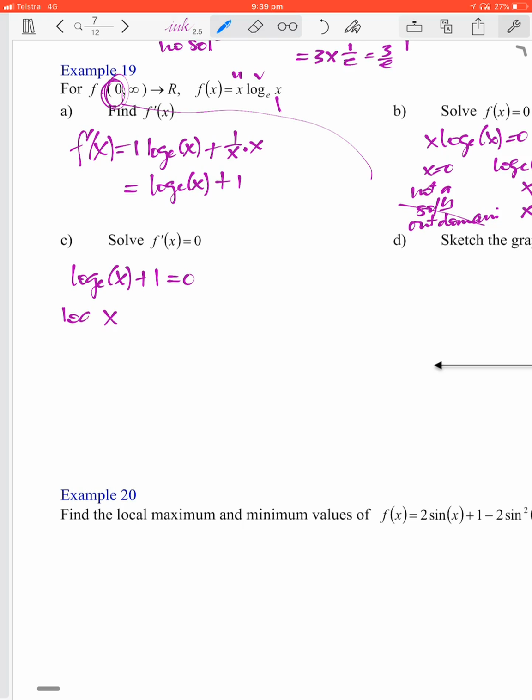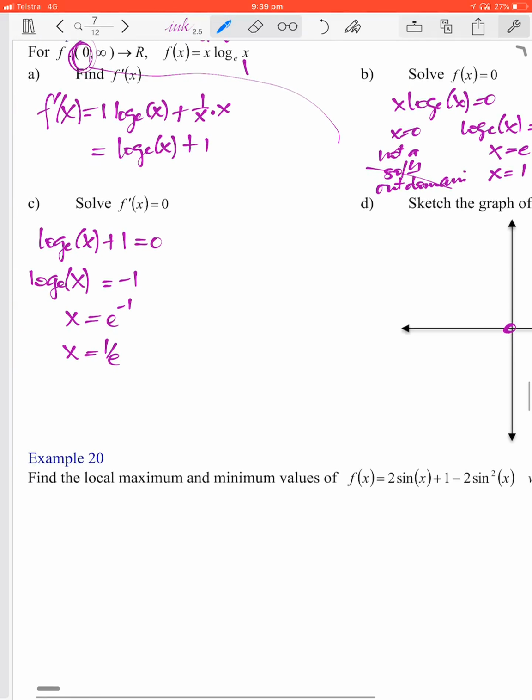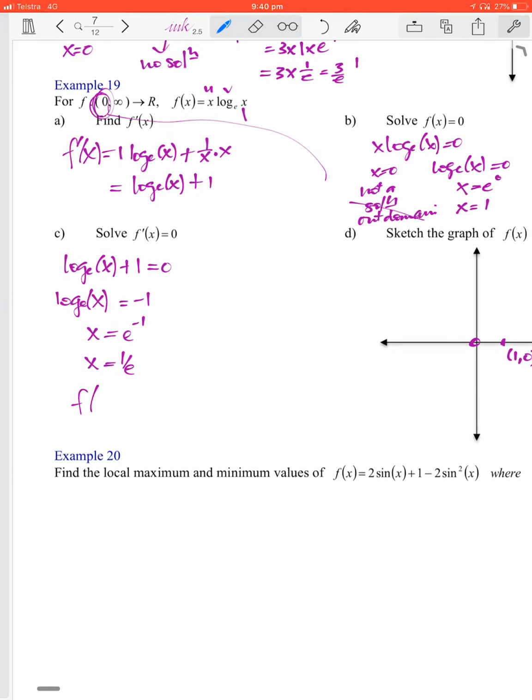Okay, solve f dash equals 0, so log e of x plus 1 equals 0, log e of x equals negative 1, x equals e to the negative 1, x equals 1 on e. When x equals 1 on e, f of 1 on e is equal to 1 on e times log e of 1 on e, which is 1 on e times log e of e to the negative 1. So I get negative 1 on e, because I can bring that negative 1 down to the front. Log e of e is just 1, so my point is 1 on e, comma, negative 1 on e.